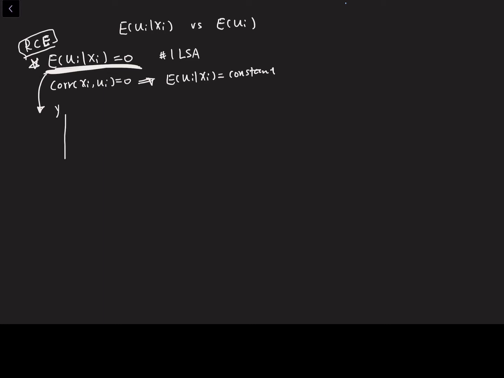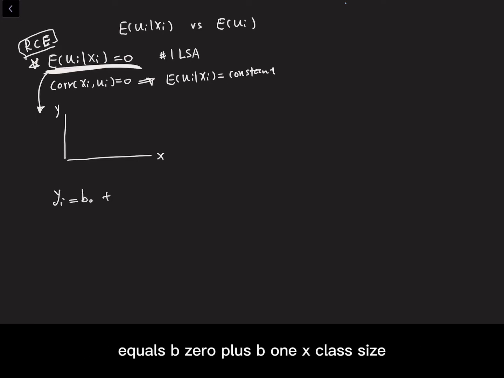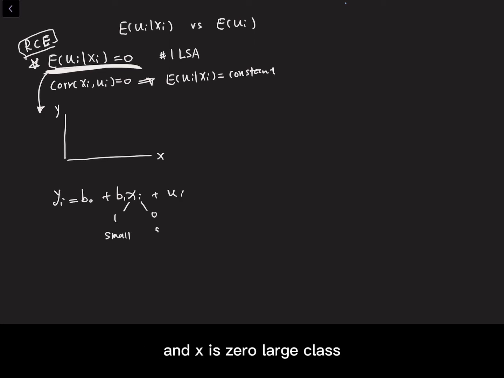So you have this y and x. Let's suppose your regression is test score equals b0 plus b1 times class size plus error. x equals 1 is a small class and x equals 0 is a large class. If x equals 0, large class, I suppose the test scores are lower, but a little more spread out, more dispersed around the mean. If x equals 1, small class, the scores are higher, but a little more clustered closely around the mean.